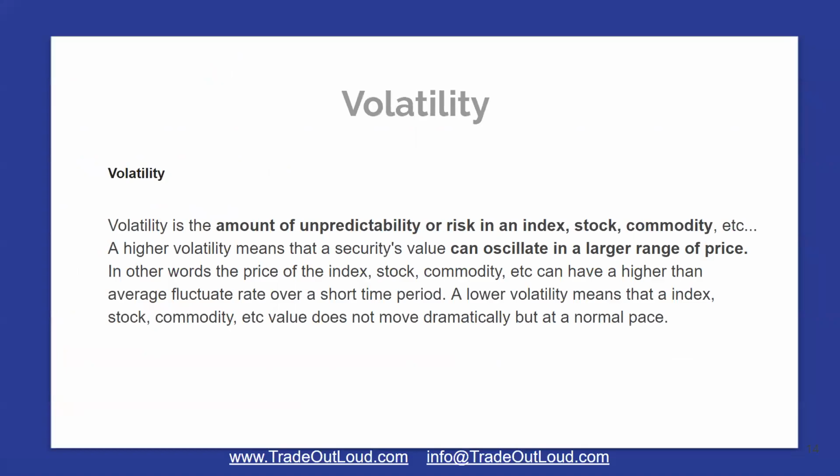So I'm going to give you a little bit of definition so you understand what volatility is, so we can talk more in depth about how to tackle it and what strategies to use. So volatility is the amount of unpredictability or risk in an index, stock, commodity, etc. A higher volatility means that the security's value can oscillate in a larger price range. So it's going to gyrate back and forth. In other words, the price of the index, the stock, commodity, etc., can have a higher than average fluctuation rate over a very short period of time.